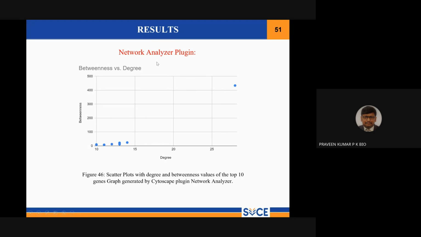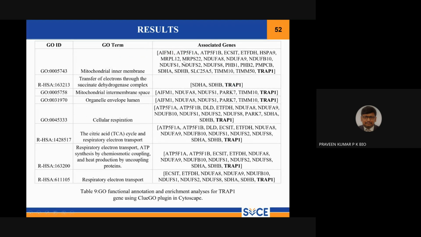And if you want to go for network analyzer, you have to install this plugin. Okay. And ClueGO, there is another plugin where you can link the different pathways. You can link two or three pathways and you can find which are the most important genes in that interaction pathways. This you can find from the ClueGO plugin in Cytoscape.